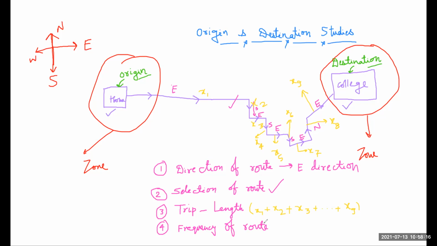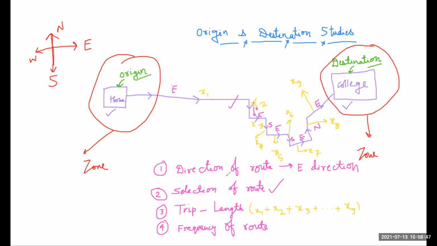Next point is number of individual traveling in particular trip. So basically from here we also get the number of vehicles or number of individuals who will travel on a particular route. So origin and destination study is another part of your traffic speed study in your traffic engineering. Origin is the point from where we start our journey, and destination is the point where we end our journey.